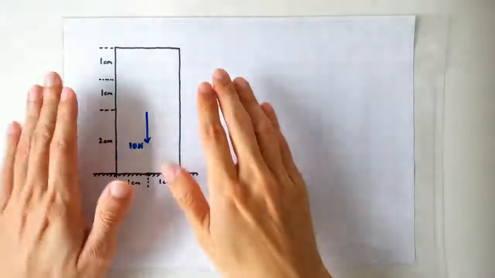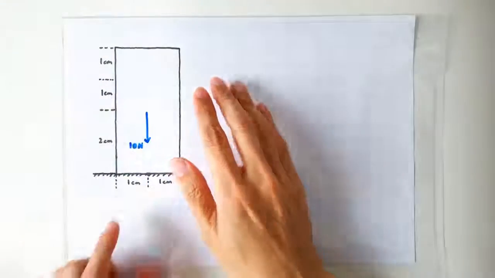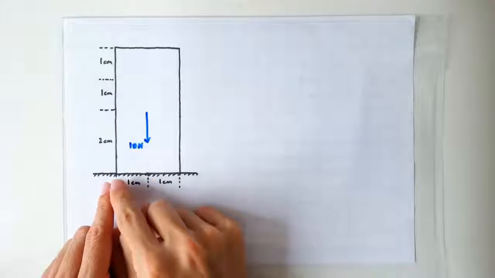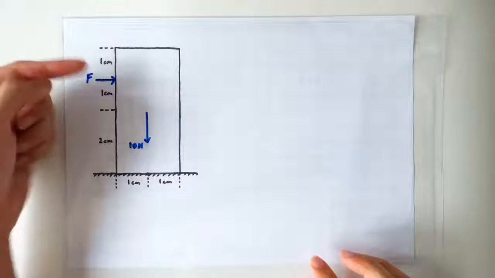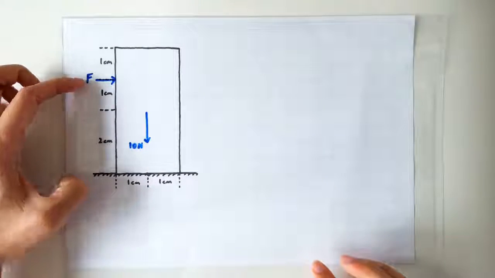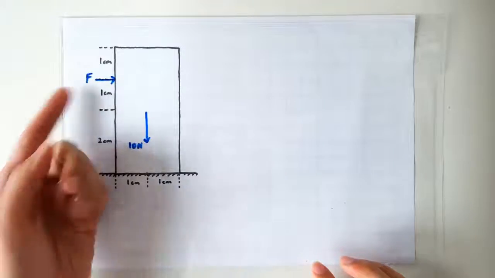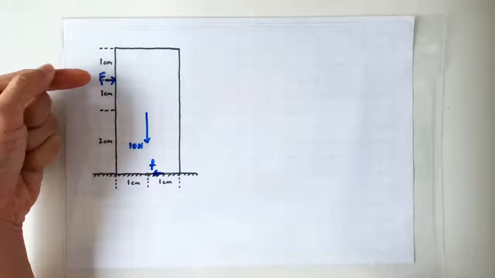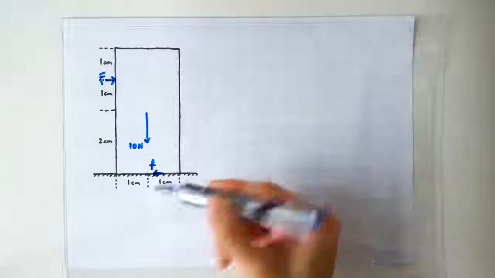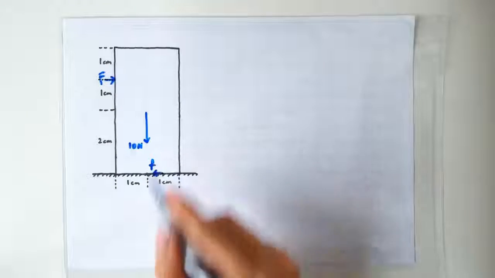Hello, I have here a uniform rectangular block. Height is 4 cm, the breadth is 2 cm, and the weight is 10 newtons. If we apply a horizontal force at the 3 cm level, how strong must this force be before the block topples? To counter the rightward horizontal force, there must be a leftward frictional force acting on the block.